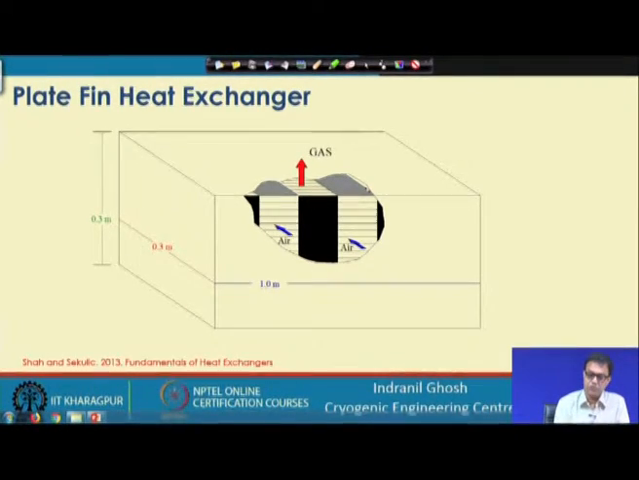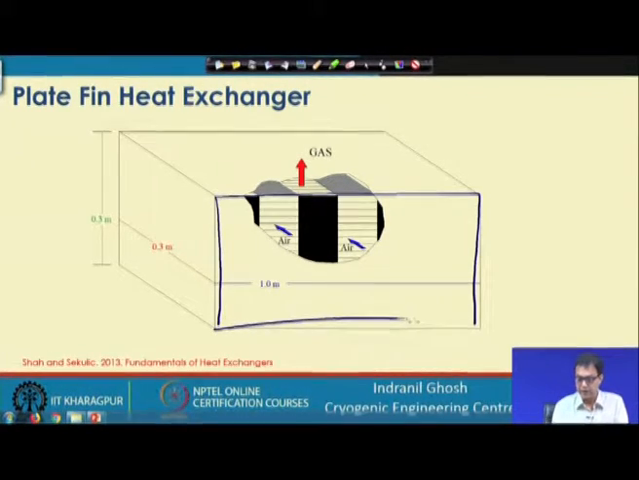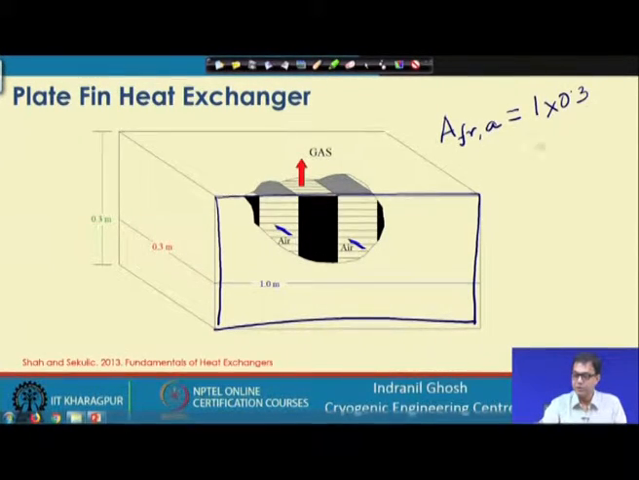So, we can now try to find out the frontal area. By the frontal area, what we mean is that this is the frontal area for the air stream, and the frontal area A F R for the air is basically this surface area. So, it is equal to 1 meter multiplied by 0.3 meter, so it is equal to 0.3 meter square for the air.